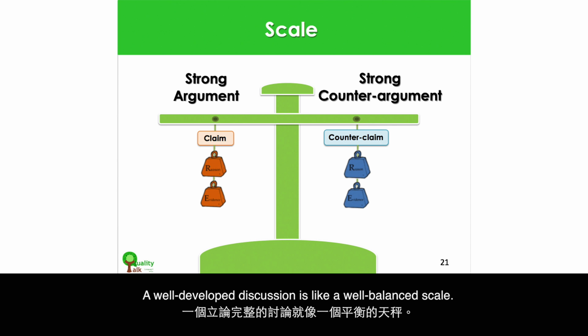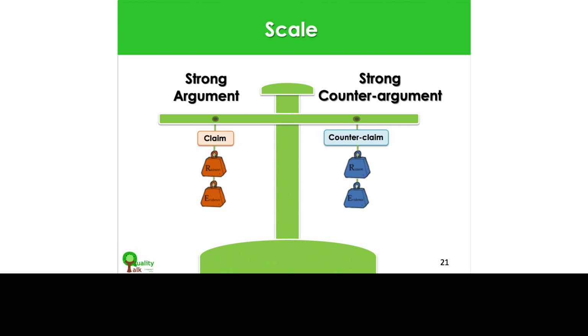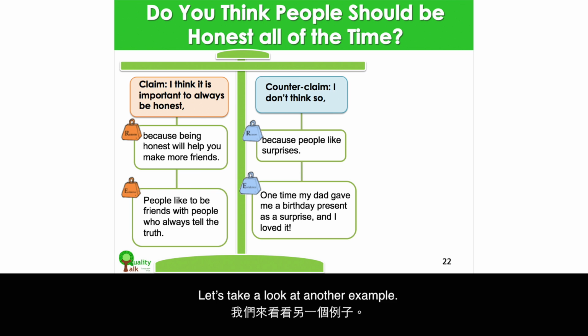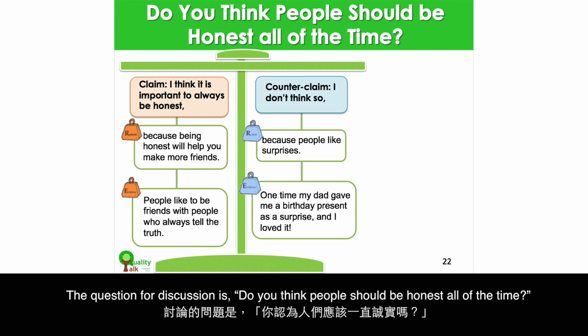A well-developed discussion is like a well-balanced scale, and a well-balanced scale relies on an equally strong argument and counter-argument. Let's look at another example. The question for discussion is, do you think people should be honest all of the time?